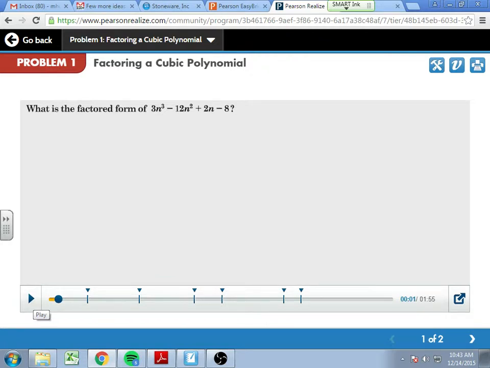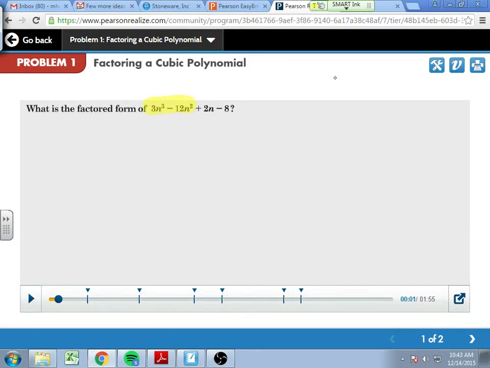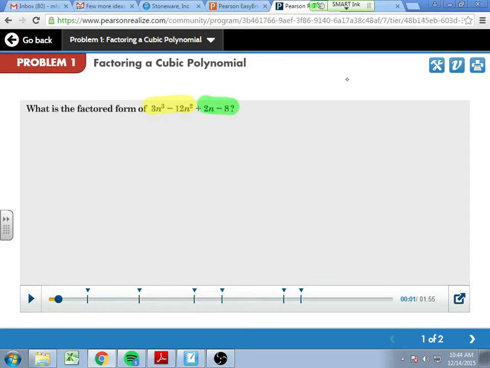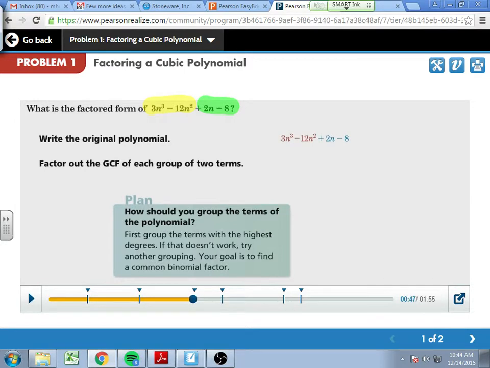So when I see 12, 2, and 8, I'm thinking, oh, 2. But the 3 goofs that up. When I see 3 and 12, I'm thinking, oh, 3. So since I'm thinking of 2 different common factors, I could look at my 3n cubed and my 12n squared and say, well, those could have a common factor of 3. I could look at my 2n and my negative 8, and they could have a common factor of 2. So I can group them, break them apart, and look at this as 2 different polynomials. Well, not different, but 2 connected polynomials that I can work with separately.